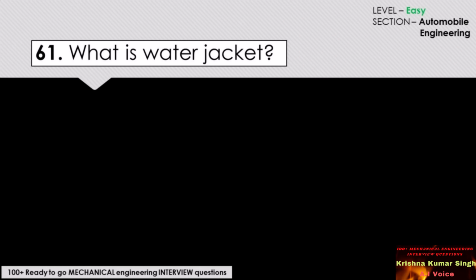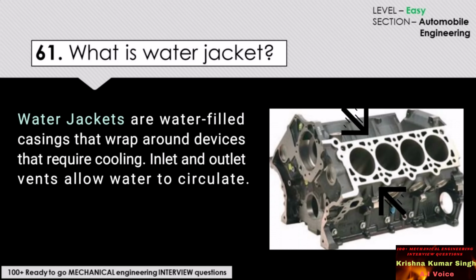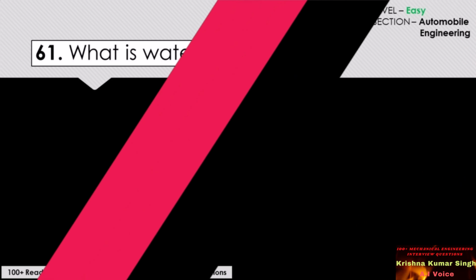What is a water jacket? Water jackets are water-filled casings that wrap around devices that require cooling. Inlet and outlet vents allow water to circulate. For industrial applications, water jackets are most commonly found in reciprocating piston combustion engines.